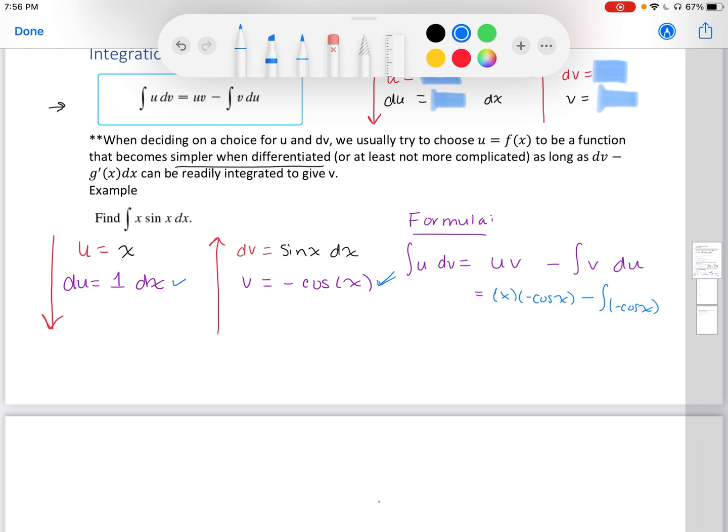And what is our du? Our du is just dx. All right, now we have set ourselves up for our first part. So if you got this far, you're in good shape.